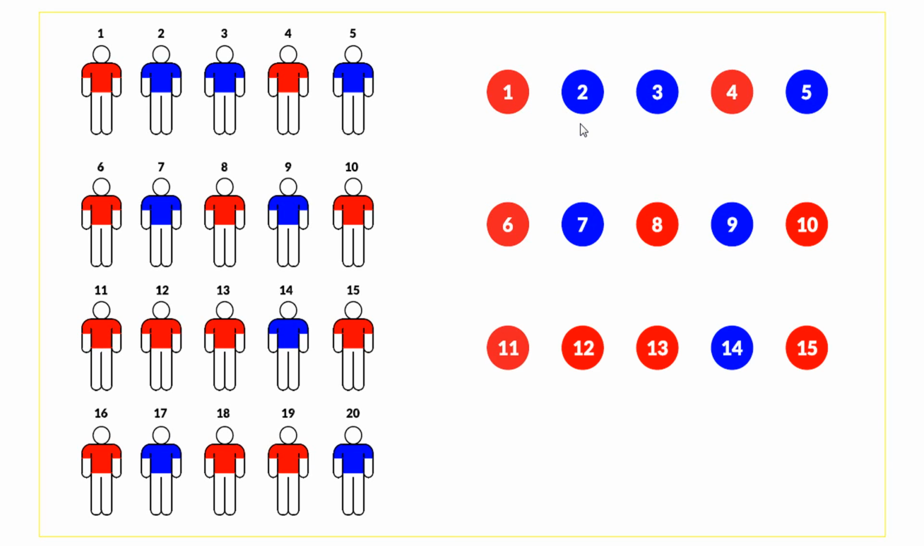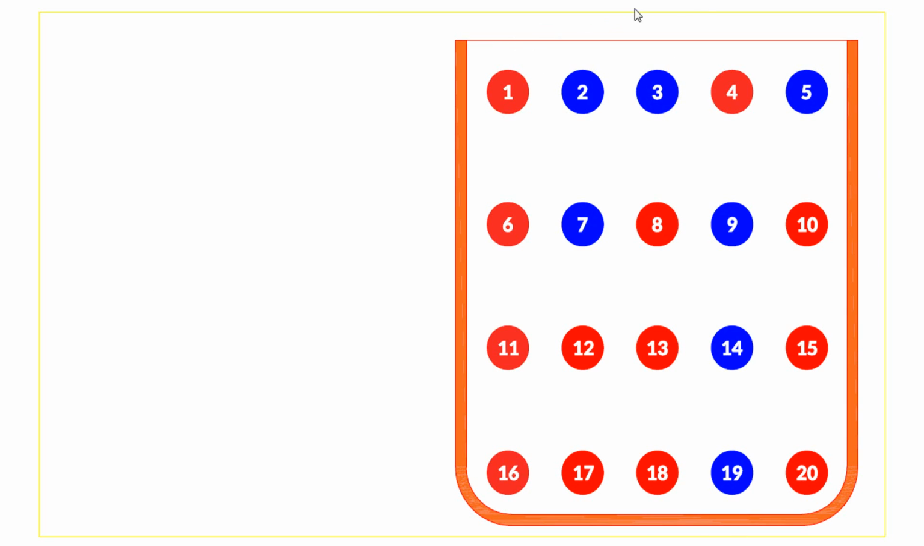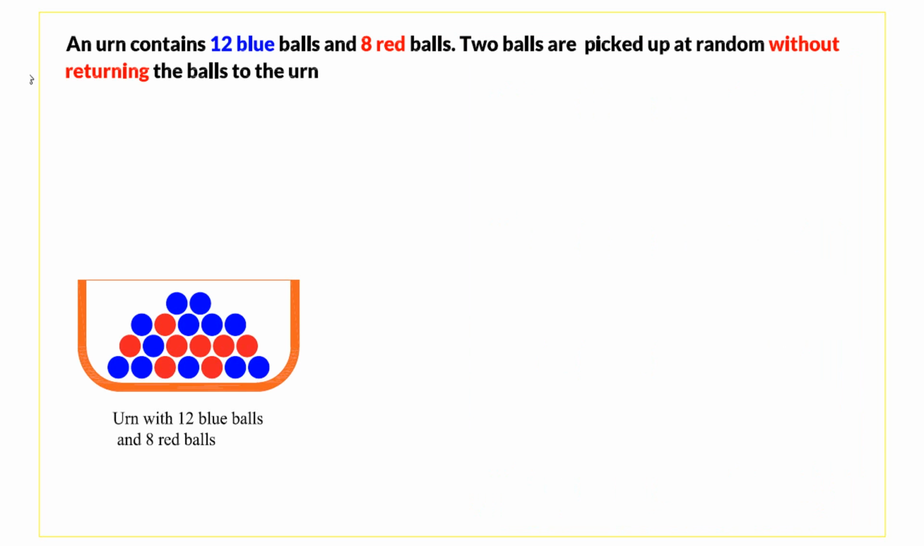And we keep doing that until we get all the population mapped into two characteristics, and that is blue and red. So let's put all these objects in the urn. And now we don't need the population because the population is represented with these objects. We have the following problem.